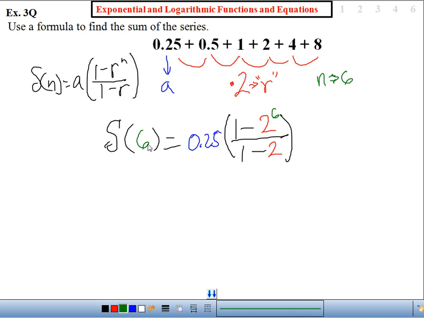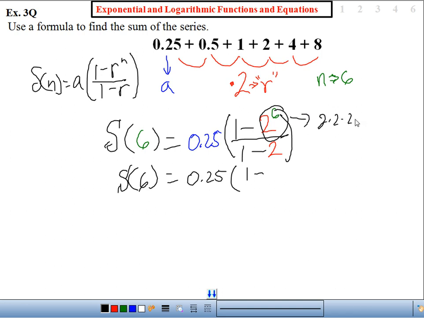Check yourself to see if you got that. Now I'm going to finish the rest in black. S of 6 equals 0.25 times 1 minus this. You can do it over here on the side. 2 times 2 times 2 times 2 times 2 times 2. 2 times 2 is 4, 2 times 2 is 4, 2 times 2 is 4. 4 times 4 times 4 is 64, over 1 minus 2.